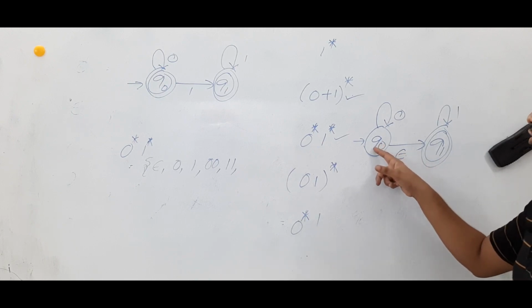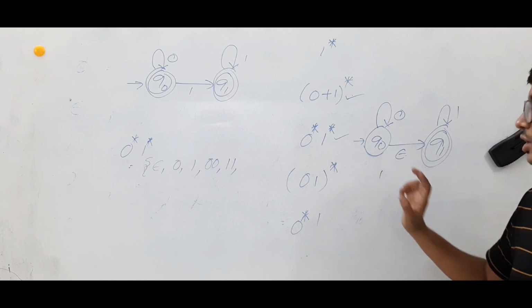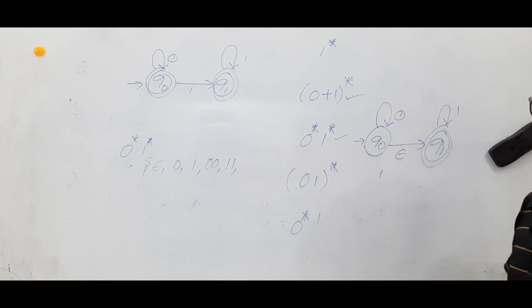Are you able to understand? So q naught on 0, you will go to q naught itself. q naught on epsilon, you will come to q1.